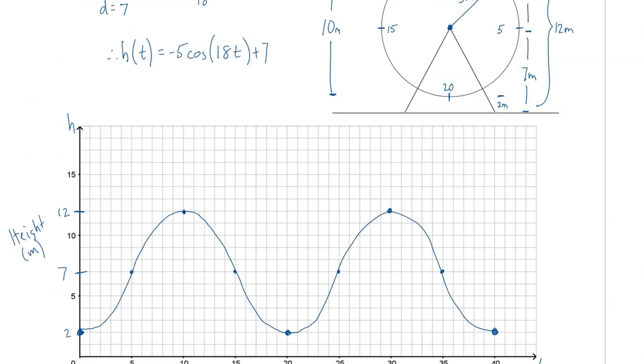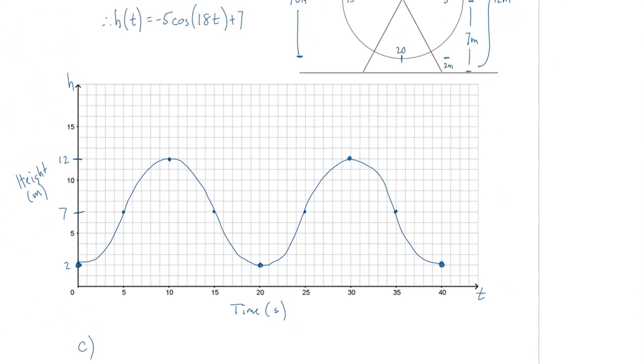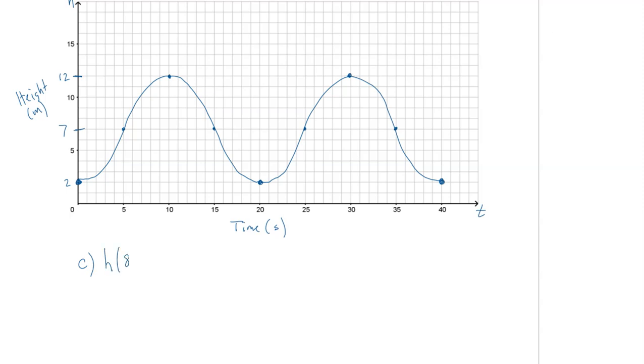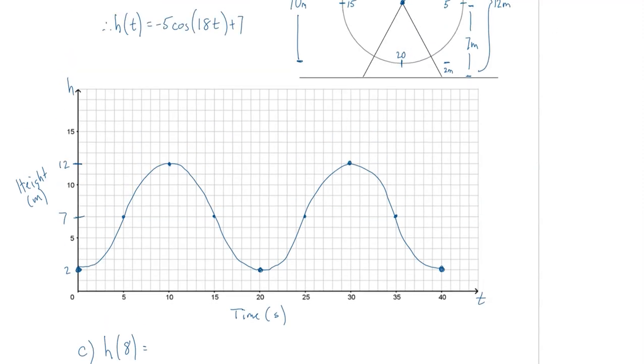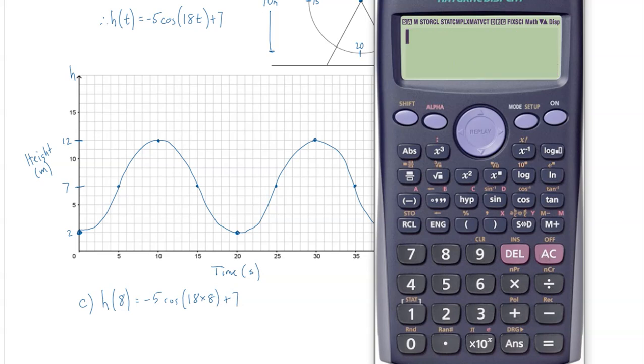C says, what is the rider's height after 8 seconds? So what this is saying is plug 8 into the formula. So it's going to be h at 8. Okay? And I plug it in, and I get -5 cos, hold on, 18 times 8 plus 7. Here's how I plug it into the calculator. -5 cos, you need those brackets, 18 times 8. You have to close that bracket, otherwise you're going to get a really wrong answer, plus 7.